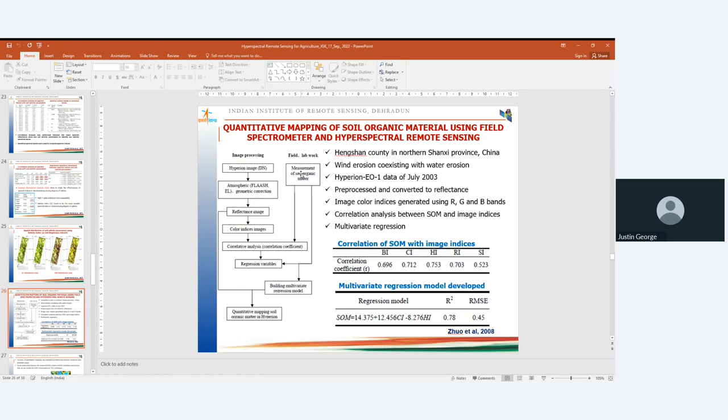They did a correlation between the soil organic matter content of the particular area and the different index values. The indices are basically the brightness, the coloration, hue, redness, and the saturation, using various combinations. They generated a multivariate regression model, so that if we know the value of these different indices, we can compute the organic matter. Using the coloration index and the hue index, they were able to predict soil organic matter for the particular area.